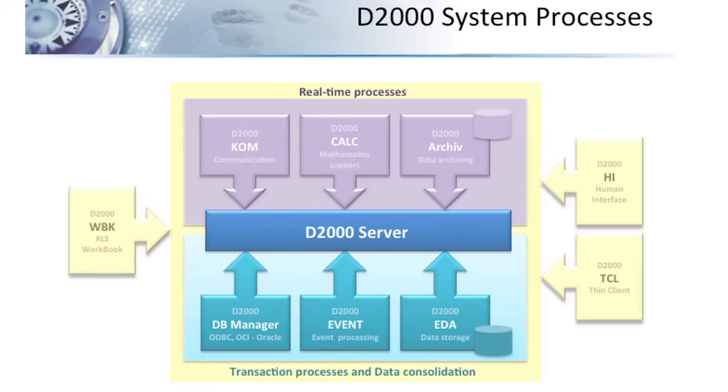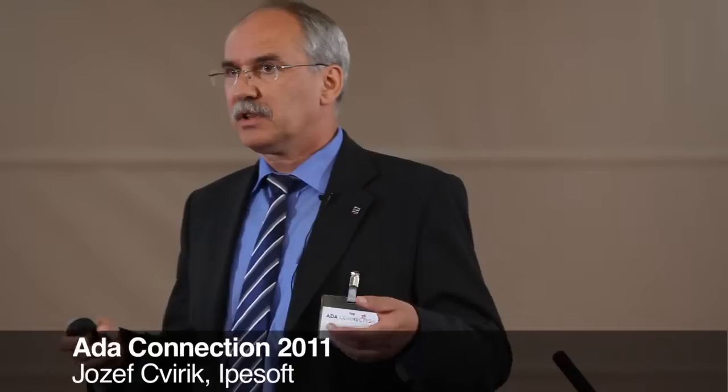The architecture of the solution is that in the middle there is the kernel, which is named the D2000 server. This core piece of software communicates with additional processes which have specific tasks to fulfill. There are communication processes, statistical and mathematical support, and there is archiving, which is a very important thing. You've got 3 levels of archiving.